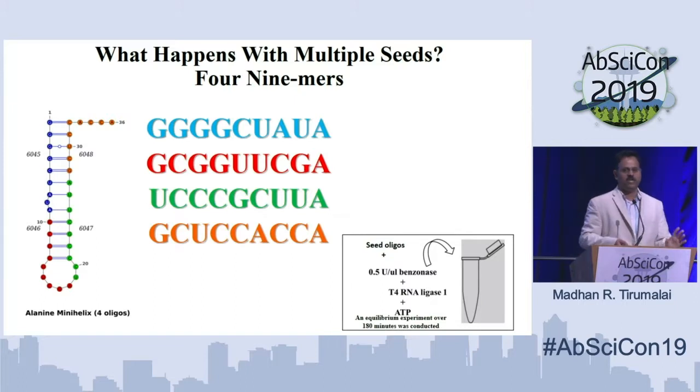Okay, now it is not realistic that in the ancient RNA world, if there was one, that there'll just be one oligo. What if there are multiple oligos? So we use multiple seeds. What we chose was this mini helix alanine tRNA, which we just split into 4 different parts and put them all together, hoping to see what happens.